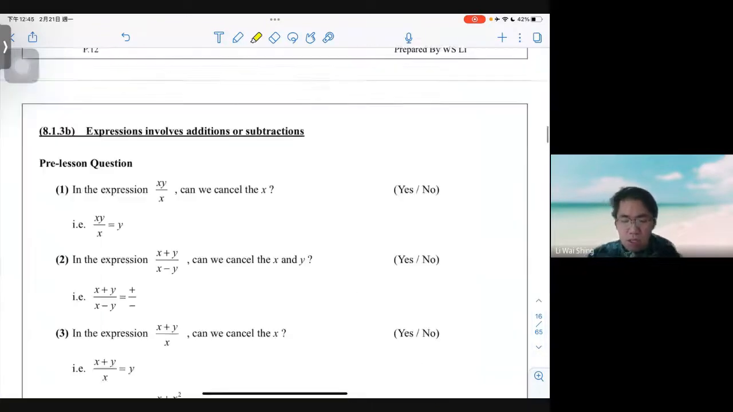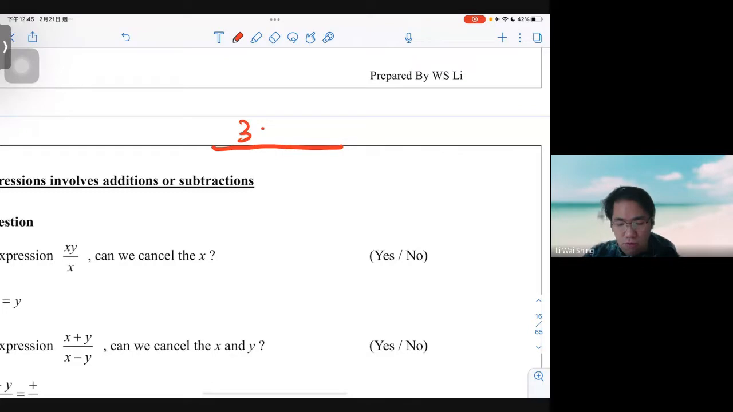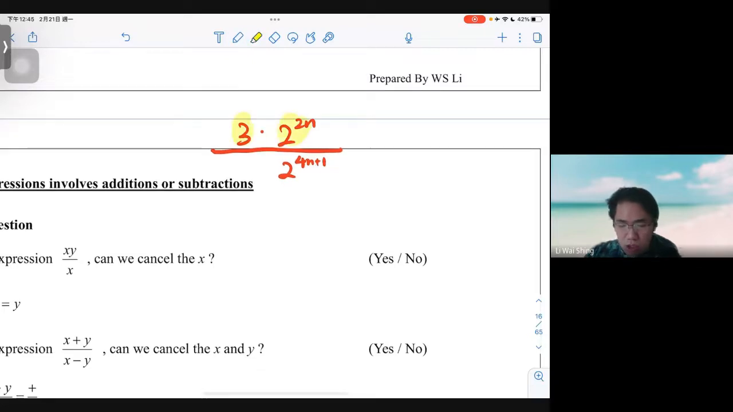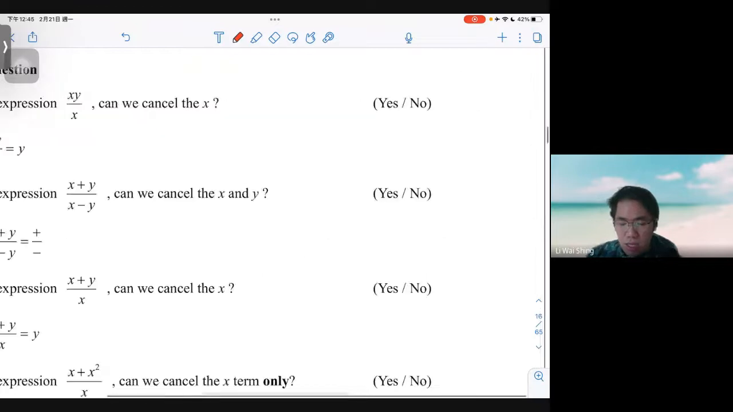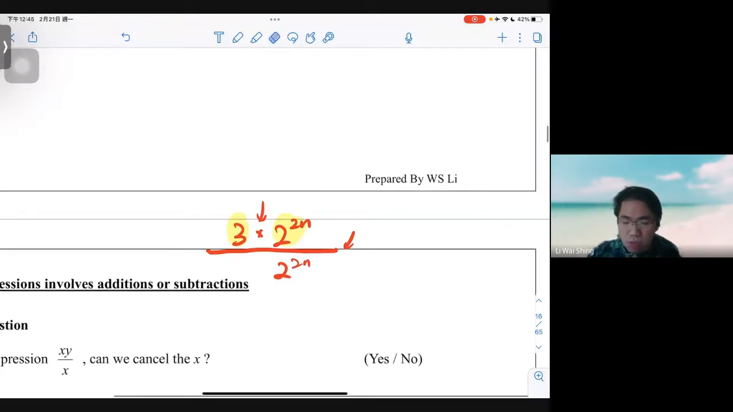In the previous one, all of the expressions involve multiplication or division only. For example, 3 times 2n and then 2 4n plus 1. As you can see, all the terms are connected by multiply and divide signs only. So you can directly cancel the 2 and 2n together.